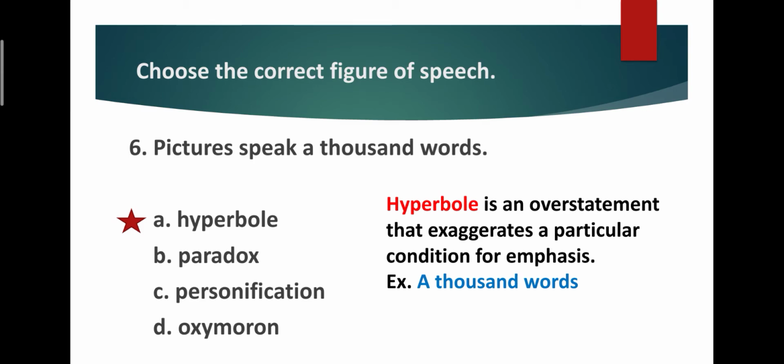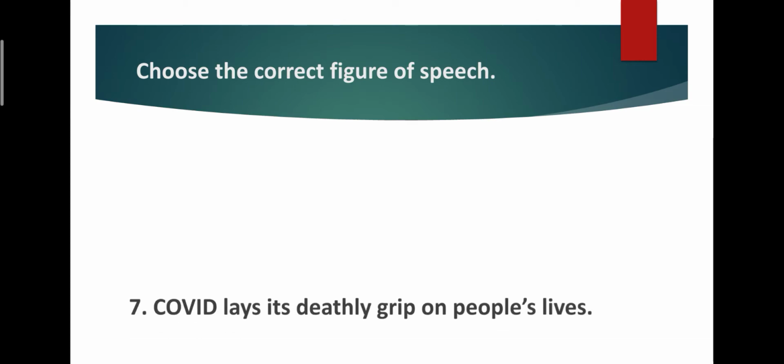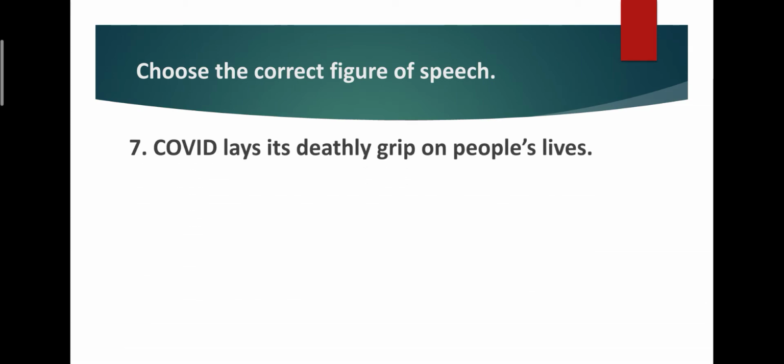Exaggeration. That is to emphasize that a picture can tell us many things. Of course, we cannot see the words, but class, it's a picture. There are images, there are colors, there are shapes, there are different ways that it can tell a certain word. And that is an example of hyperbole. Do we still have another item? Let's try. Okay, number 7.